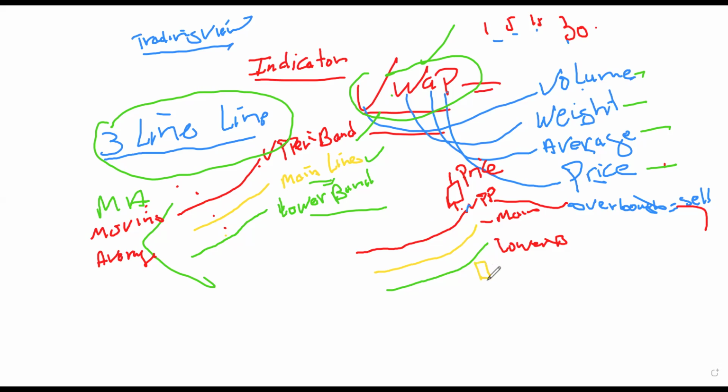And now, whenever the candle is below the lower band, because remember we have three lines, upper band, main line, and lower band, whenever the price is below the lower band, it is oversold.